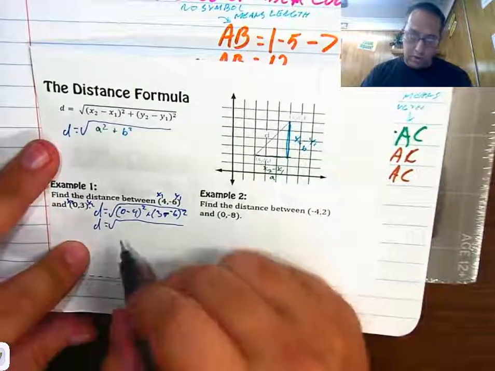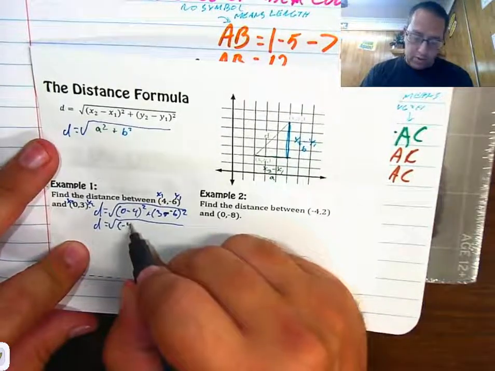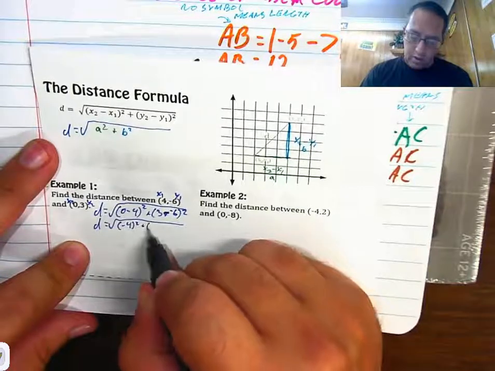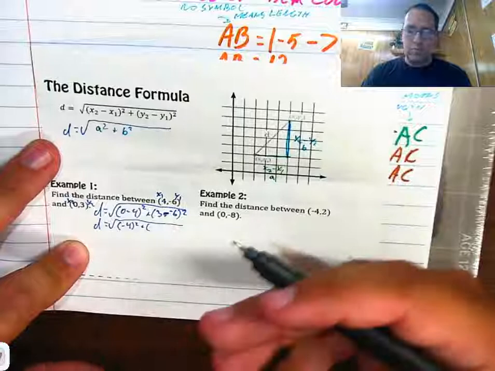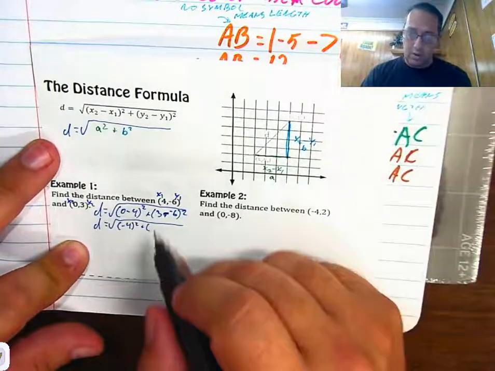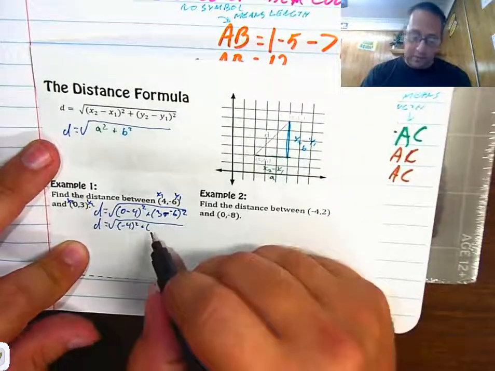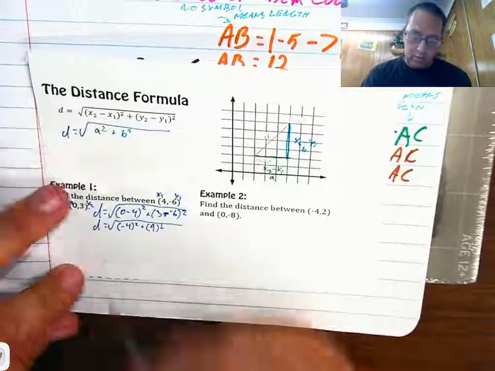Start from the inside, work your way out. 0 minus 4 is negative 4 squared plus 3 minus negative 6. Remember, we're subtracting, so it's adding the opposite. So 3 plus positive 6, 9 squared.